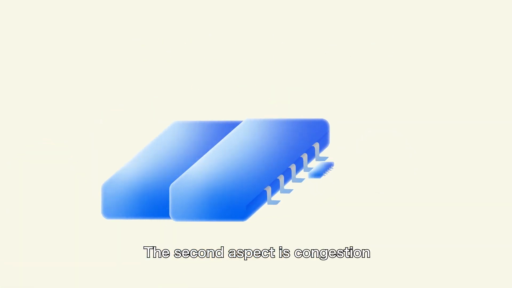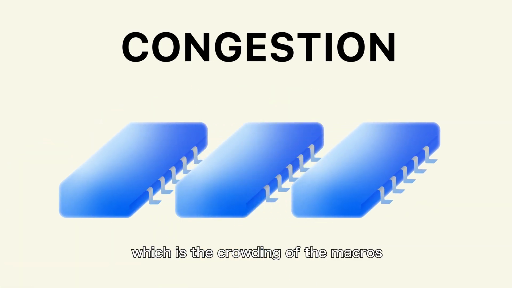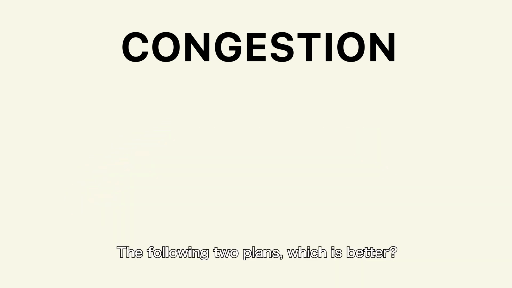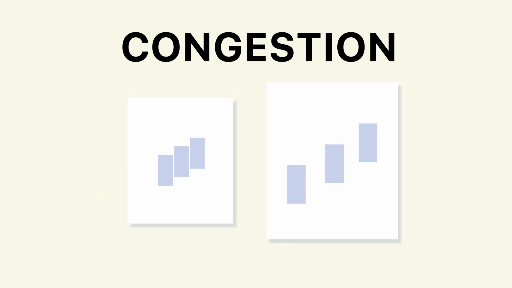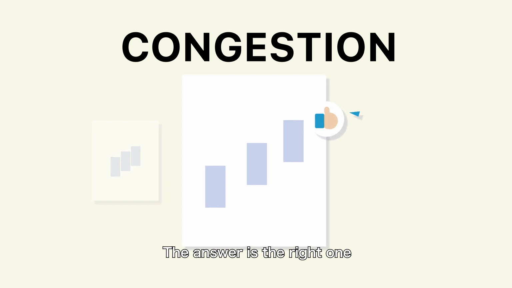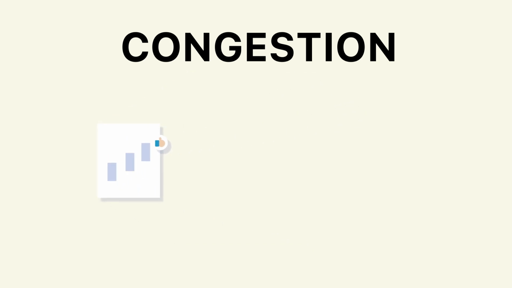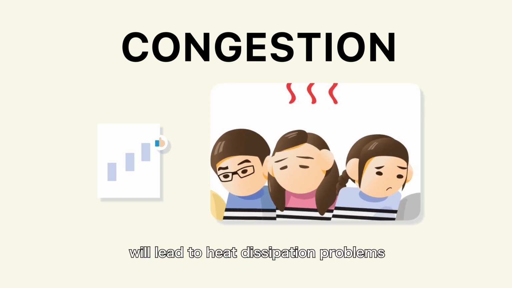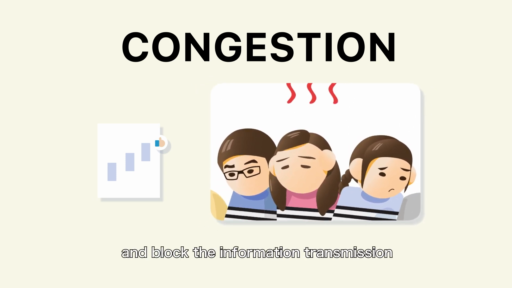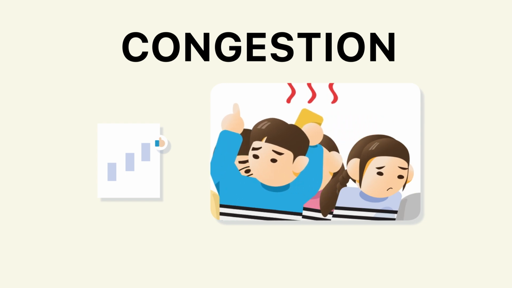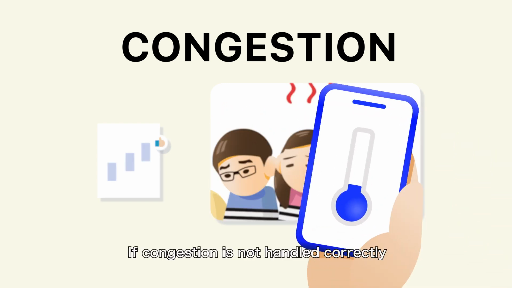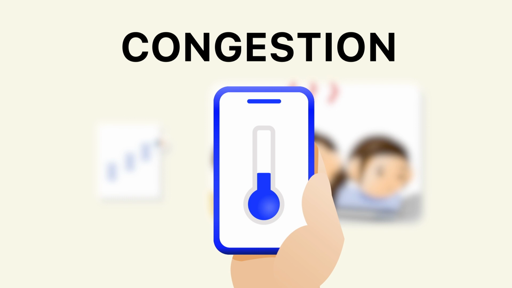The second aspect is congestion, which is the crowding of the macros. The following 2 plans, which is better? The answer is the right one, because the macros cannot be placed too crowded. An overcrowded placement will lead to heat dissipation problems and block the information transmission. If congestion is not handled correctly, the device can heat up quickly.